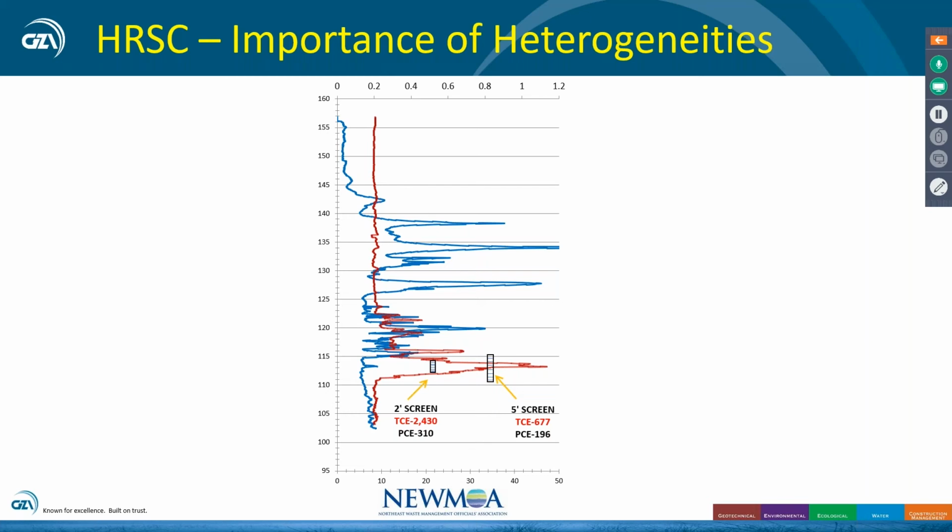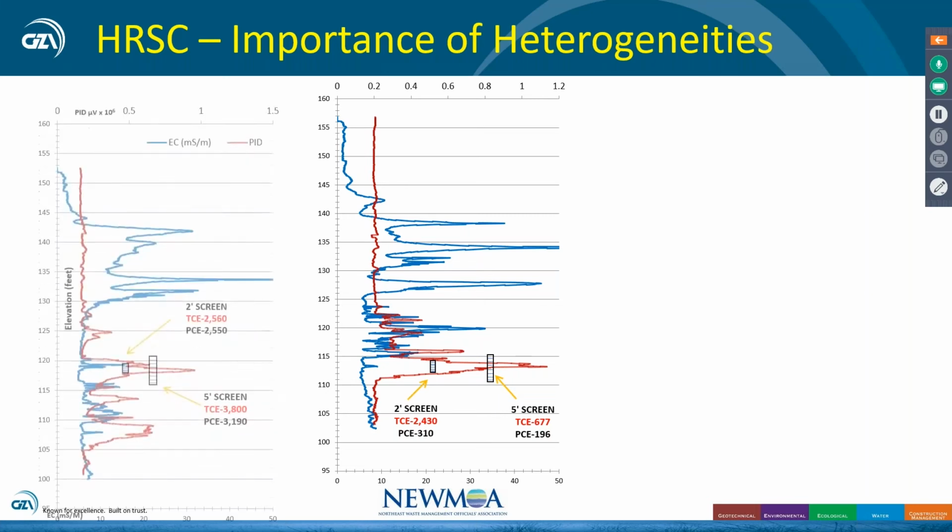So the takeaway here is that when we're going out to oxidize this particular plume, if we had used the 5-foot screen to determine how much mass was present, we would have been off by a factor of at least 4. And then we want to put a safety factor on top of that. So it's very important to understand what is the mass that's present.